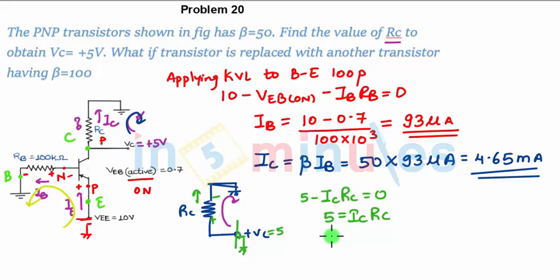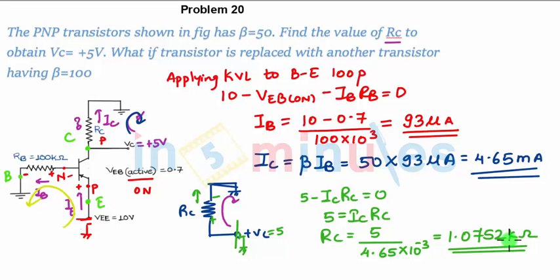We need to find the value of RC. So RC will be 5 divided by IC. IC we have found as 4.65 milliampere. So we will get RC as 1.0752 kilo ohms. This is how we have designed the circuit for the question given, to design RC.